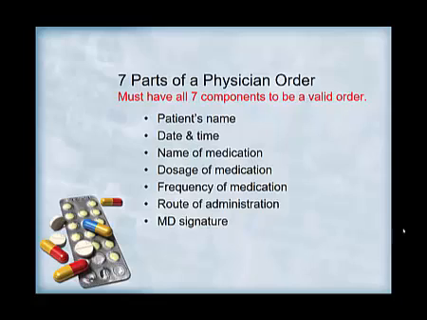Next, we're going to identify the 7 parts of the physician order. For an order to be valid and legal, it has to contain 7 required components. Those components include the patient's name, the date and time the order was written, the name of the medication to be given, the dose of that medication, how often the medication should be administered, the route of administration, and then it must be signed by a physician or a prescriber.